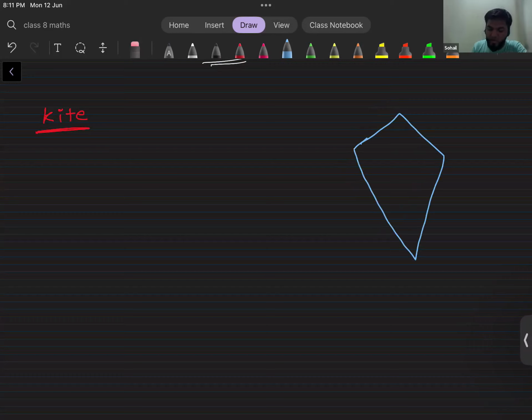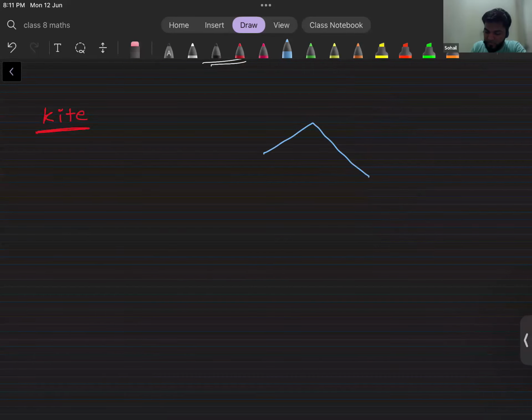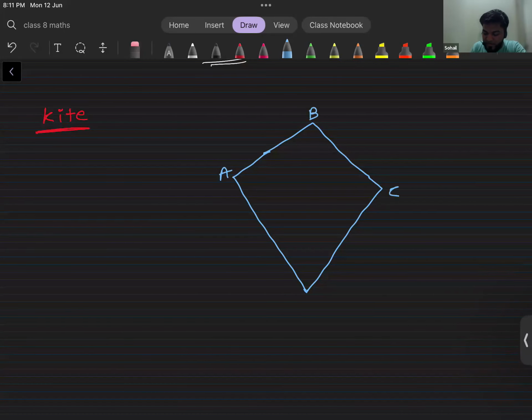See, this is how a kite looks. All right, guys, this is your kite here. So in a kite, you will notice that the opposite pair of sides are neither parallel nor equal. Let's say A, B, C, and D here.